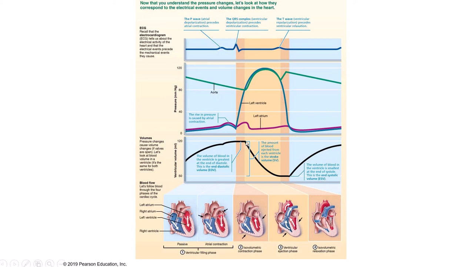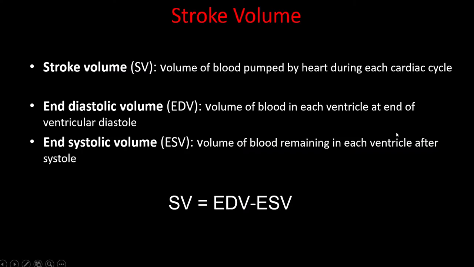So the amount of blood that is ejected during each cardiac cycle is known as stroke volume. It is the difference between how much blood the heart can fill with, which is EDV, versus how much blood remains at the end of systole, which is ESV. So stroke volume, the volume of blood pumped by the heart during each cardiac cycle, is the difference between EDV and ESV. EDV, end diastolic volume, the volume of blood in each ventricle at the end of ventricular diastole.